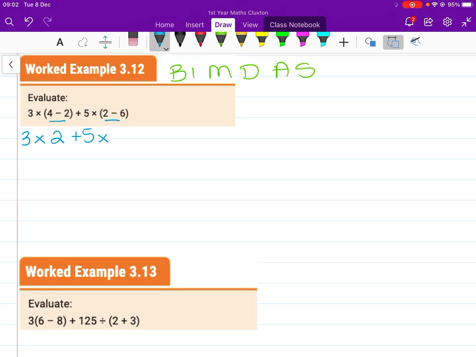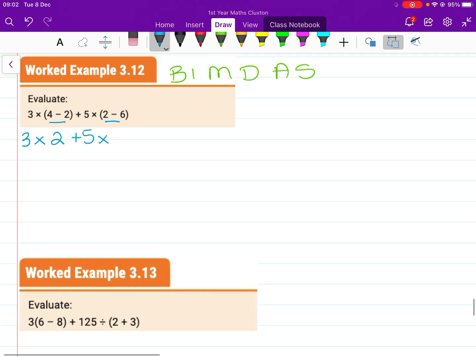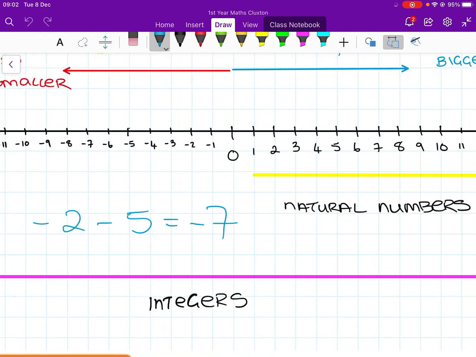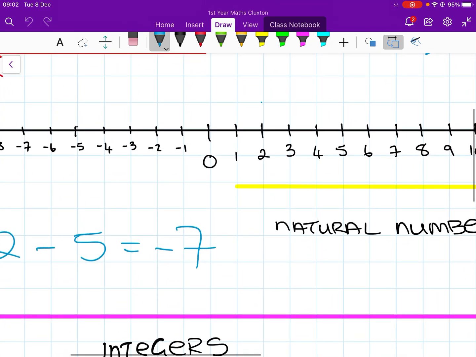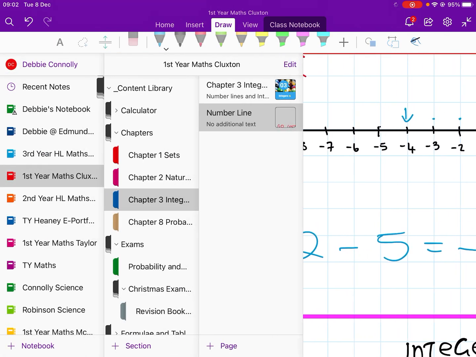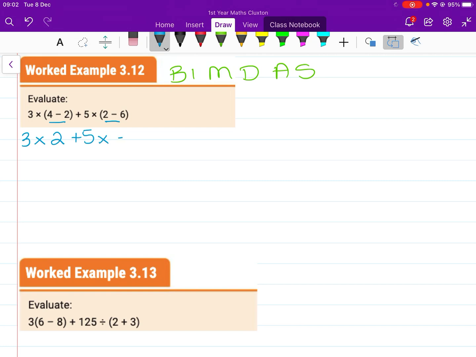So if you need your number line to help, that's start on 2 and go 6 steps to the left. So if we start on 2 and go 1, 2, 3, 4, 5, 6. That's going to be minus 4. So that's what that is. Yeah? Brackets done. Indices, powers, we don't have any. So nothing there. Multiplications now.